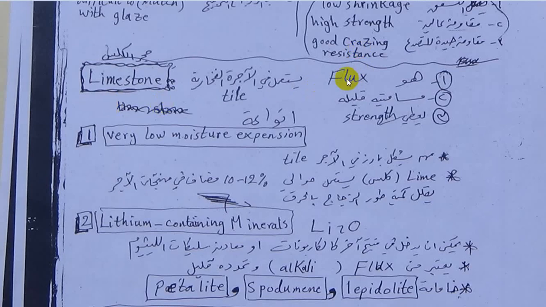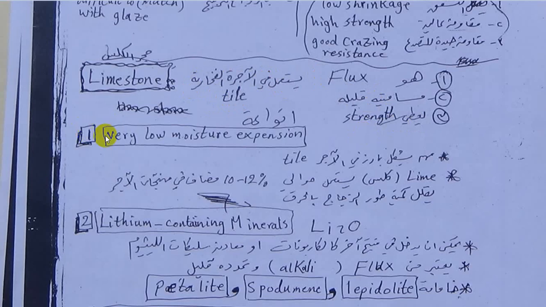Limestone is the flux. This is the definition of limestone. Flux, a melting aid, is used in the patio tiles, in the ceramic tile. It gives porosity as well as strength, many sorts of strengths you can ever imagine.